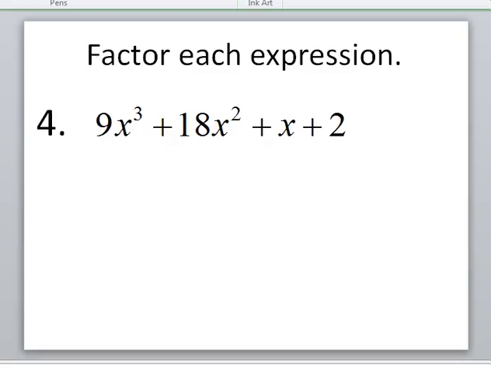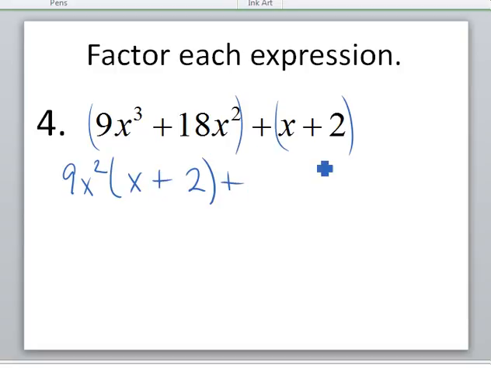Two more examples of factor by grouping. So this first one, we'll just go through the steps again. I'm going to group the first two together and the last two together. Greatest common factor between 9 and 18 is 9. Greatest common factor between the x cubed and the x squared, they both share x squared in common. 9x squared times x gives me a 9x cubed. 9x squared times 2 gives me an 18x squared.